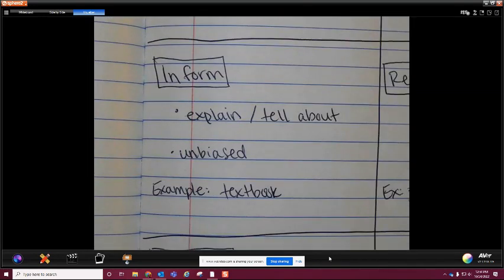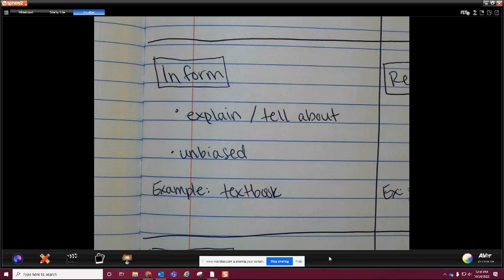All right? The next one is inform. Again, make sure you're writing all this down because you'll want to have this written so you get credit for doing this. The next one is to inform. That is to explain or tell about something. What this means is that it is unbiased. Unbiased means it's just the facts. It doesn't have a bias to it. It doesn't have a personal, this is what I believe, kind of thing to it.